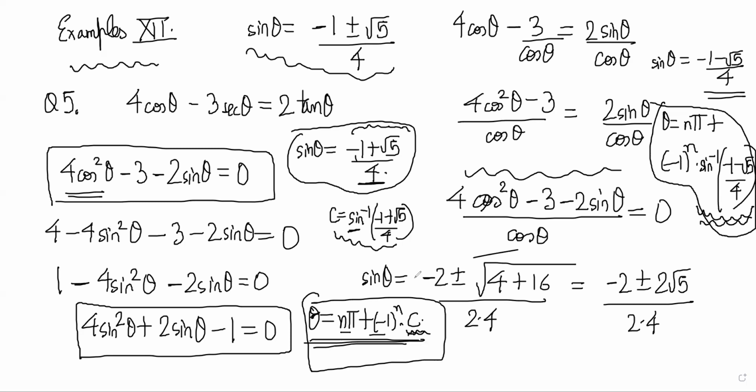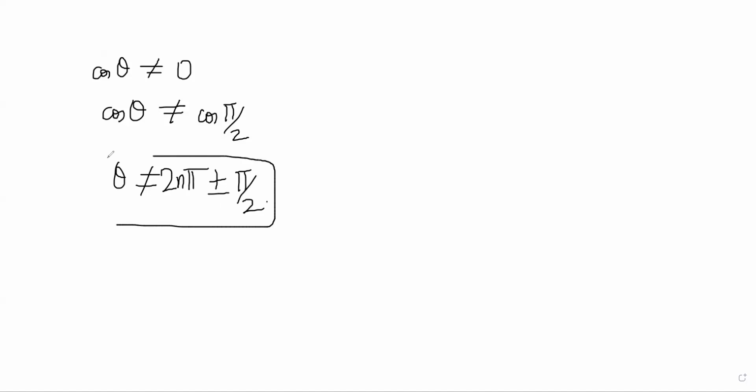The only thing you have to be careful about is cos theta cannot be zero. If cos theta is zero, then the equation is not properly defined. Do you understand what I'm saying? So cos theta cannot be equal to 0. So cos theta cannot be equal to cos of pi by 2. So theta cannot be equal to 2n pi plus minus pi by 2. Those values are excluded because in that case the denominator becomes 0 and sec is not properly defined. So that is how you solve equations like these.